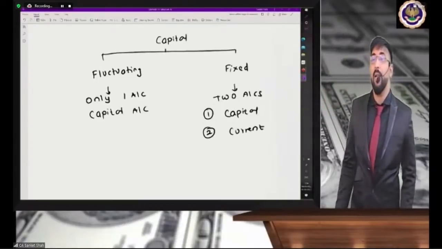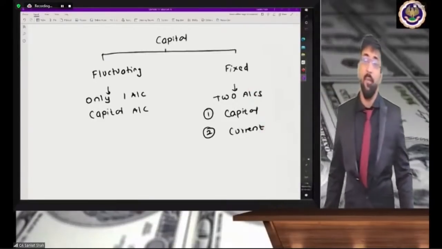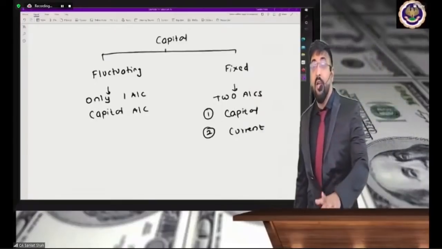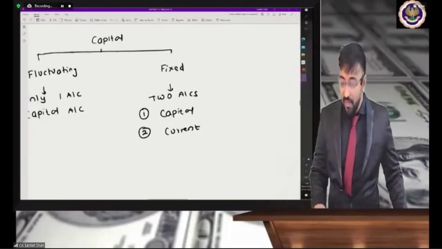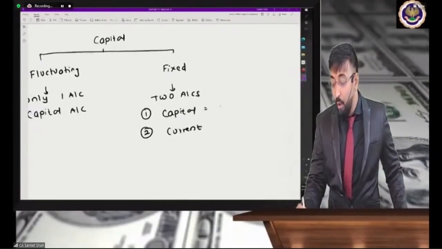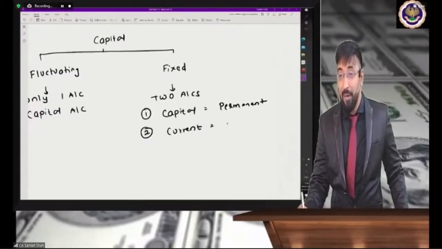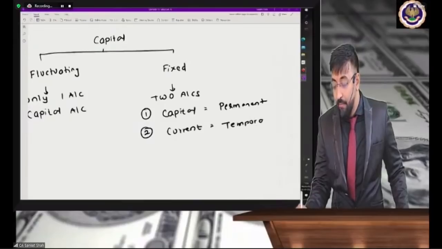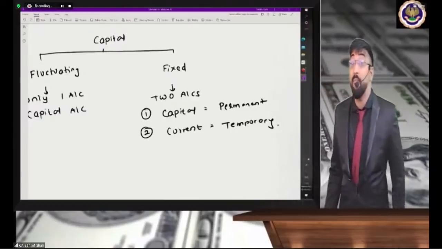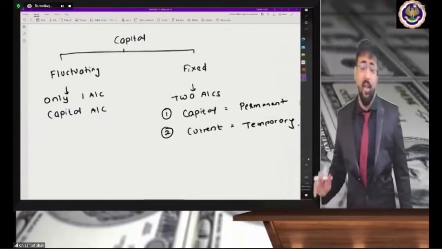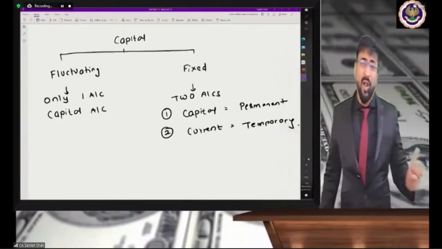Capital accounts are divided into two parts: fixed capital and fluctuating capital. In fluctuating capital, you maintain only one account, so all adjustments related to capital are passed through it. In the fixed capital method, only permanent transactions are recorded through the capital account and temporary transactions through the current account. So temporary versus permanent is the basic difference between fixed capital and fluctuating capital. In fluctuating capital, we do not separate permanent and temporary transactions; only one account is there, the capital account.